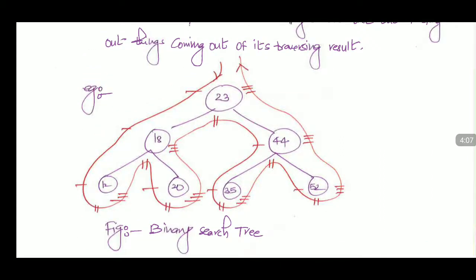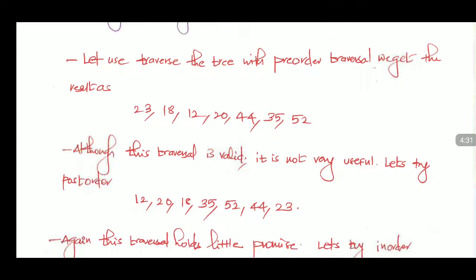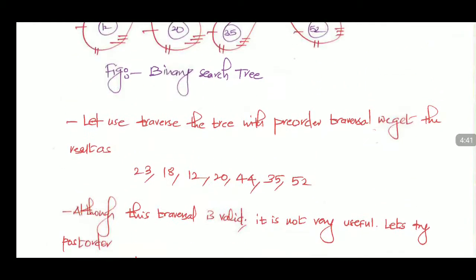Now let's think of this binary search tree, which is rooted at 23, with a left subtree rooted at 18, and a right subtree rooted at 44. The left subtree has 2 children, 12 and 20, and the right subtree again has 2 children, 35 and 52. Now let us try to record the things in the first visit, second visit and third visit.